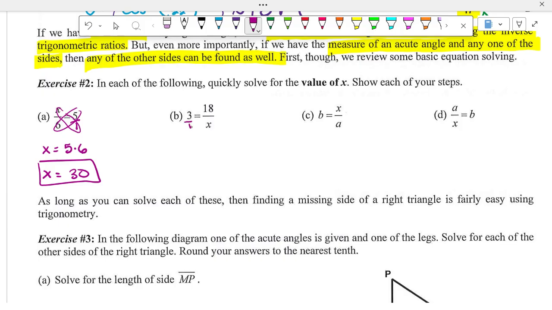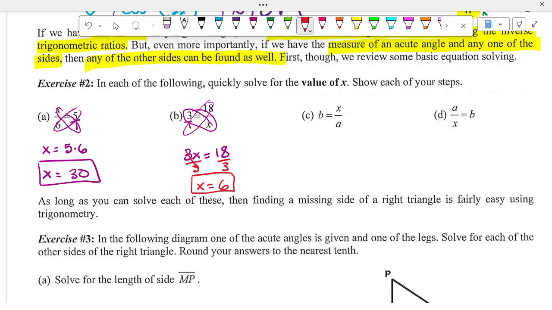Okay, can do the same thing over here. Cross multiply, and then you'll end up dividing. So 3x is equal to 18. So how do I solve for x? Yes, divide by 3. So x is equal to what? 6.